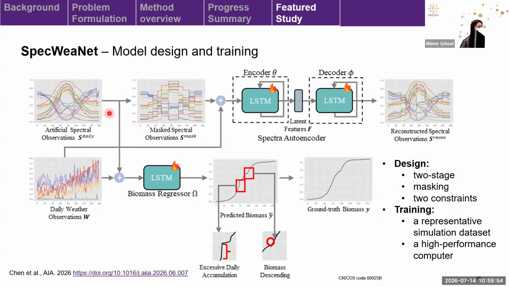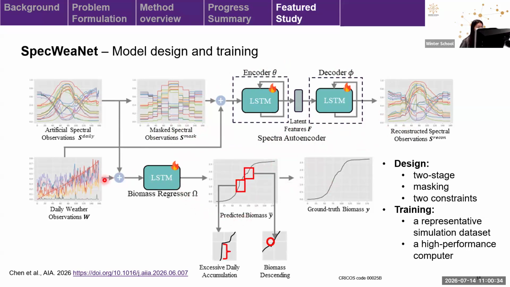The second thing is we use a masking technique here. As you can see, because real spectral observation is discontinuous, we try to mimic the real observation frequency from the artificial continuous spectral data. So we use the masking technique to randomly remove some spectral observations in between. And then we create a spectral encoder that can reconstruct the daily spectral data from the non-daily spectral data here.